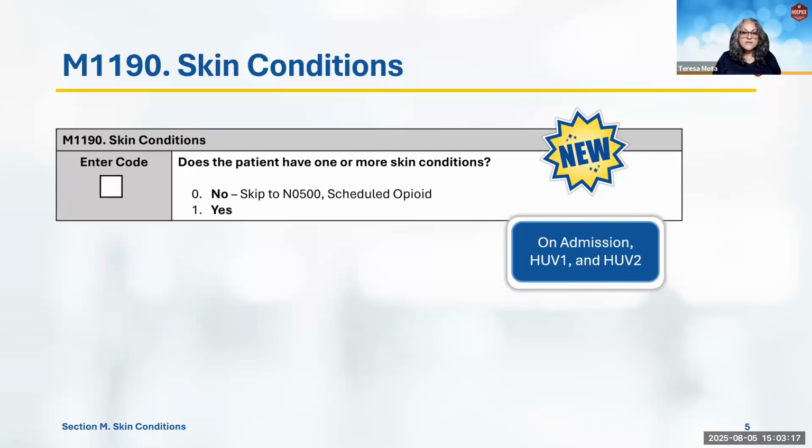This first item in the series of new data elements is a skip pattern, and this allows the assessor to move to the next section if the items in this section do not apply to the patient. This data element will be collected on admission and HOPE update visits 1 and 2. To determine if the patient has any skin conditions, consult the medical record. This information can be found in transfer records, nursing notes, physician notes and orders, and skin assessments. You can also ask the patient and/or caregiver if there are any skin conditions present, then assess those skin conditions.